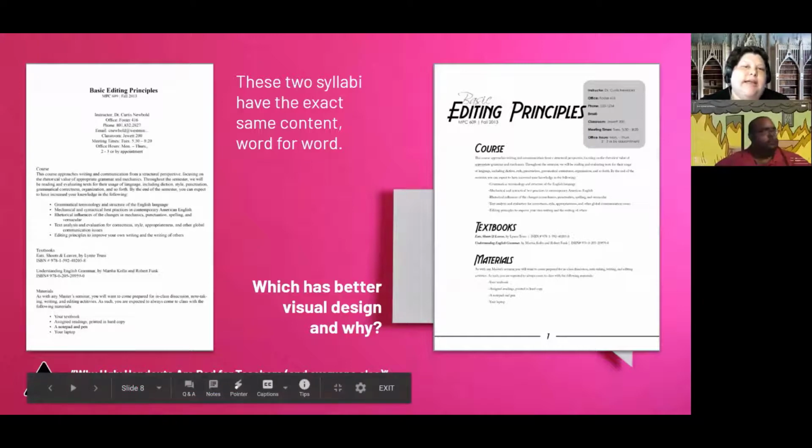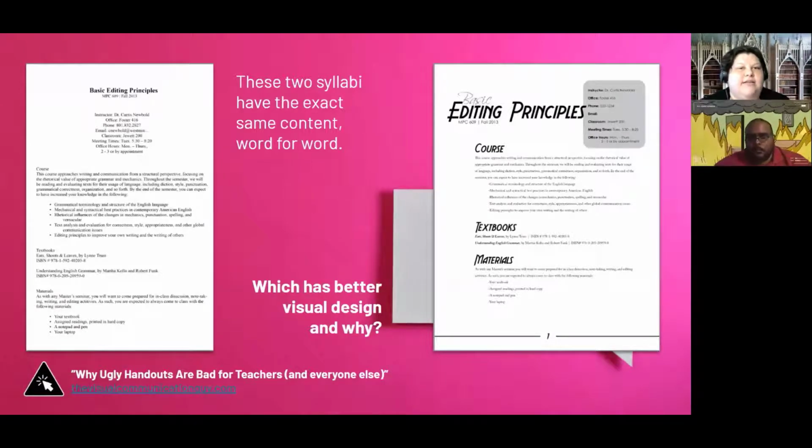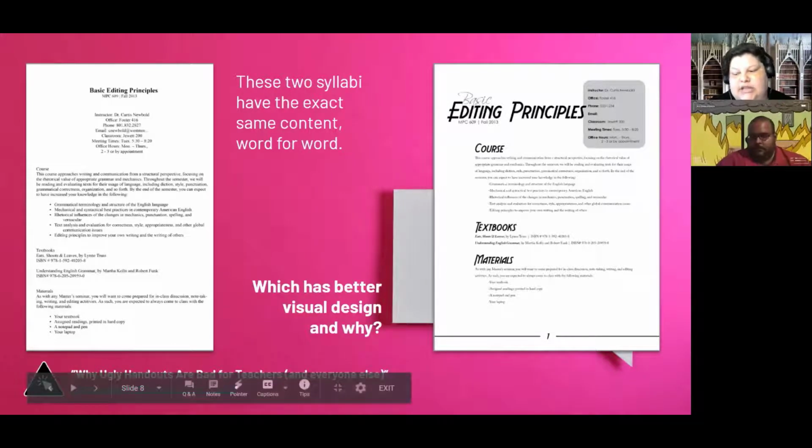So I've got two syllabi here. They have the exact same content, word for word. Which one has better visual design? So use what you've learned so far, contrast, repetition, alignment, and proximity, to explain what's going on and to justify which of these is the better document. So go ahead and take to the chat and let me know what you think.